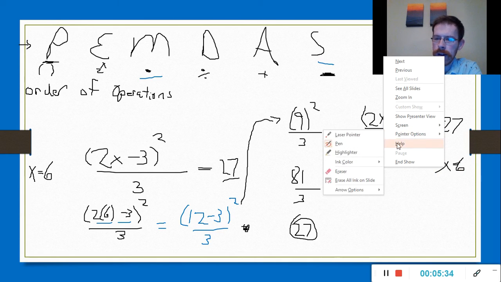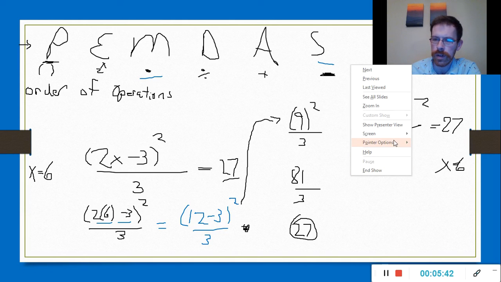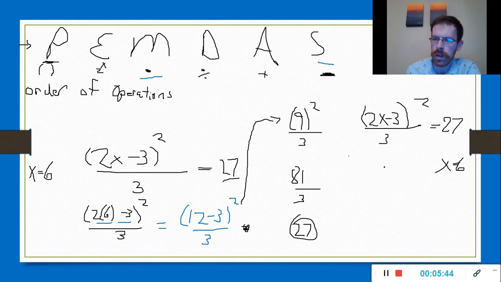Alright. Once you're there, you'd have to do this in reverse. Like, I would have to multiply by 3, then do a square root, then add 3, then divide by 2. You'd have to do all these things in reverse order to get your value back to 6.